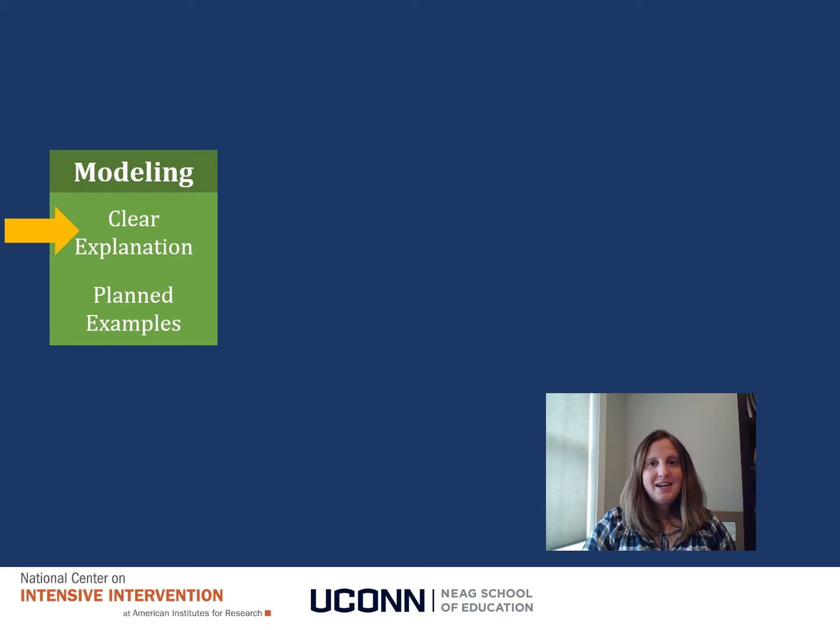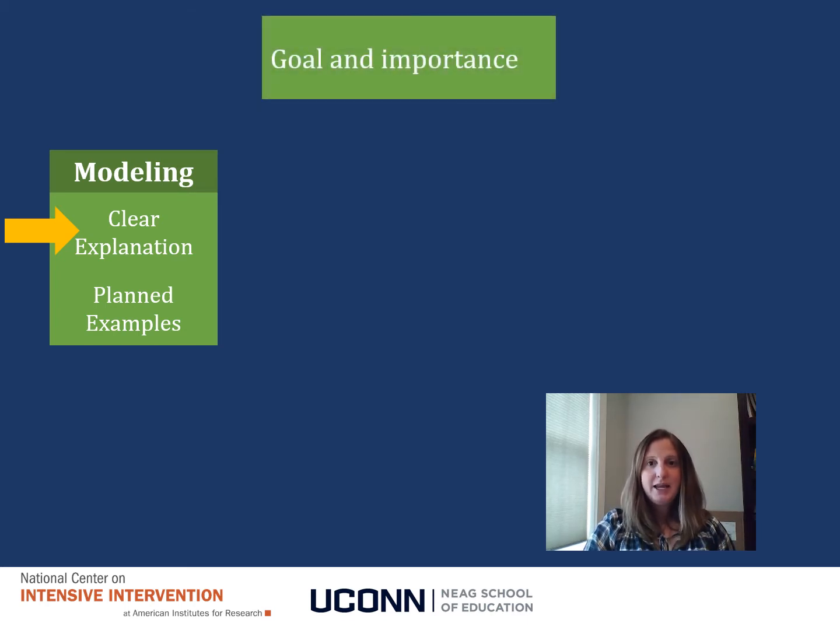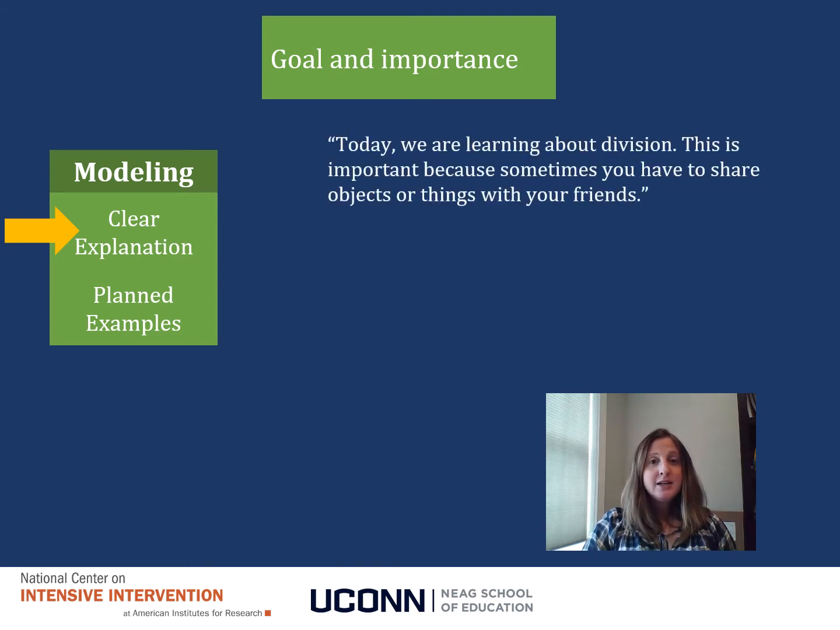In the modeling stage of explicit instruction, some of you may interpret this part as the I do. The educator needs to share a clear explanation of what is being learned today and why it is important. Here are some examples of clear explanations about the goal of the mathematics lesson and why it is important. Today, we're learning about division. This is important because sometimes you have to share objects of things with your friends.